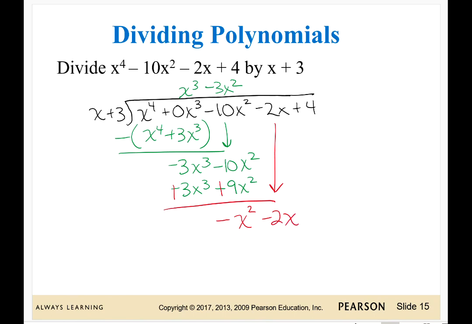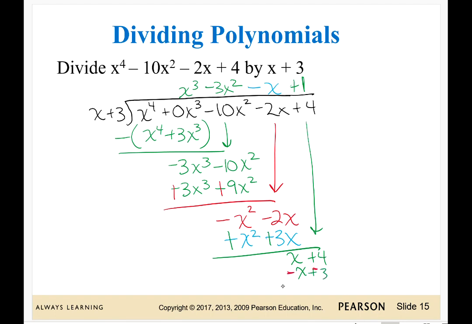All right, next one would be a negative x. So negative x times x would give me negative x squared, and then negative x times 3 would give me negative 3x. And then change the signs. That would become positive, that would become positive. Those go away, and then that would give me positive x, and then bring down the plus 4. So x times 1 would give me the x, and then 3 times x is plus 3. And then again, I'm going to subtract those. Subtract, subtract. The x's go away, and I get a remainder of 1.